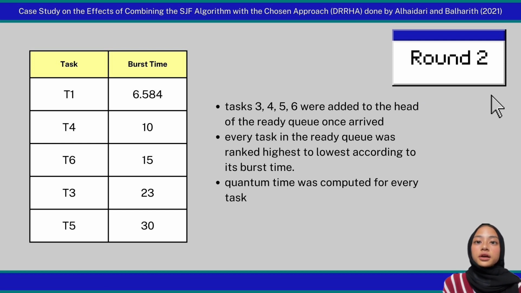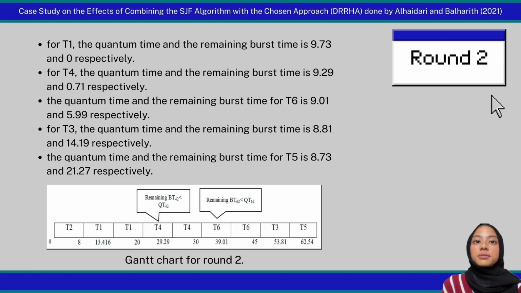As seen in the table here, all tasks are ranked from the highest to lowest based on the burst time. Completion time and remaining burst time is then calculated for each task. The Gantt chart for this round is shown in the diagram.